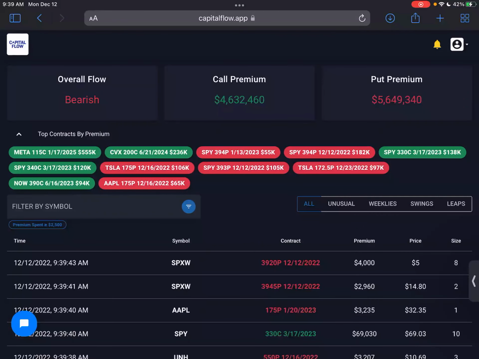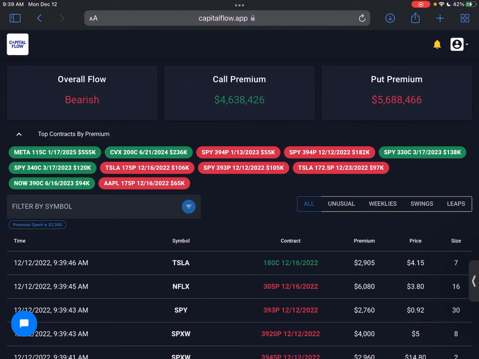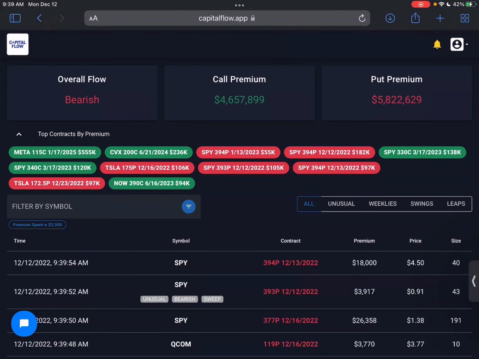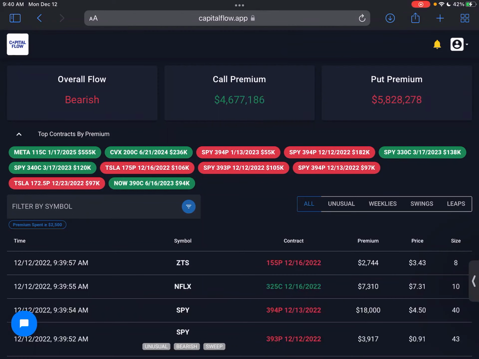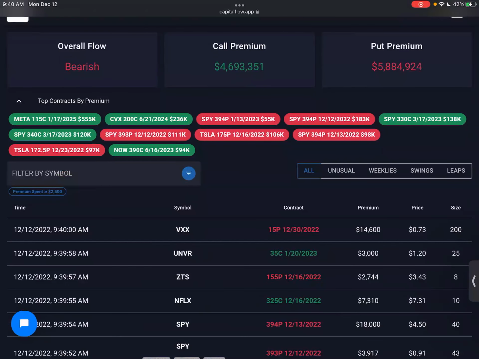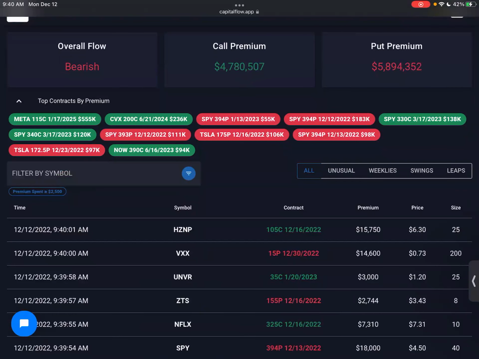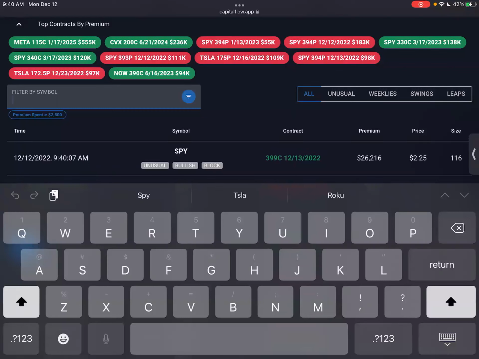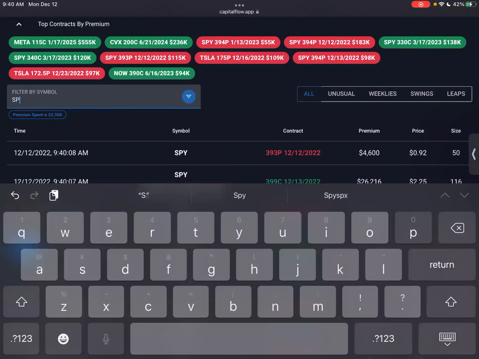So we're kind of taking a zoom in approach, right? First I'm going to look at the overall flow, get my sense of direction. Then I'm going to look at the top contracts, see which short-term contracts are coming in, and then just kind of get an idea of some tickers I can look to trade. So below that, all the way on the left, you see we have a button that says filter by symbol. So you can use this to actually search for one or multiple tickers, right?